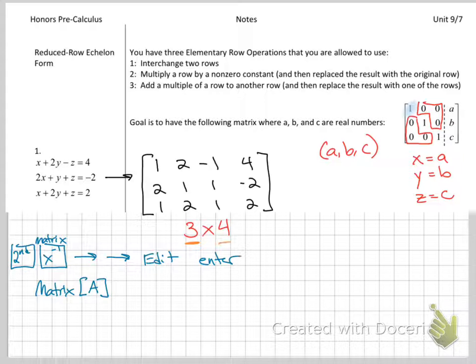Our matrix is 3 by 4. So type a 3, press enter. Type a 4, press enter. Then it's going to give you a matrix to fill in. You have your matrix right there in front of you.